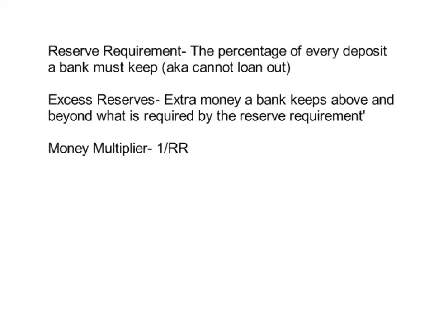So the 3 important takeaways from today are the reserve requirement is the percentage of every deposit that a bank must keep or that they cannot loan out. That excess reserves are extra money a bank keeps above and beyond what is required by the reserve requirement. And that the money multiplier is 1 divided by the reserve ratio.